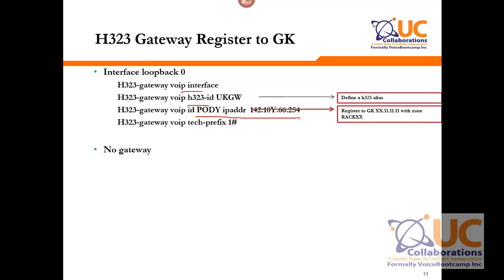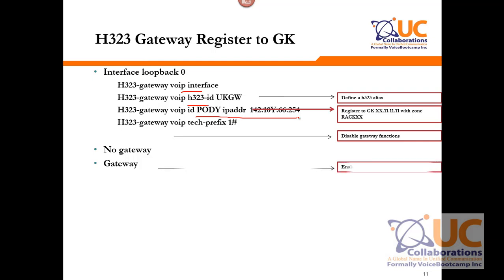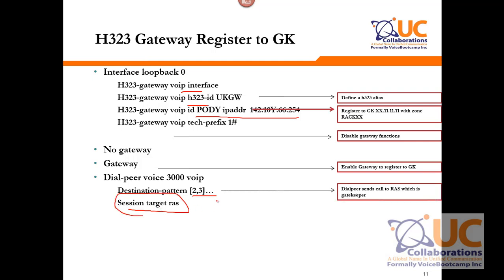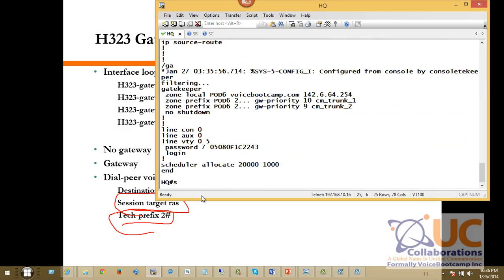To initialize and reinitialize, I will say no gateway and gateway, and then I must create a dial pair on site C to send calls to the call manager site. So I'm going to say the number that matches 2... or 3..., session target call manager, or the gatekeeper. And call manager is expecting a tech prefix of 2 hash. So I'll go configure this on site C.